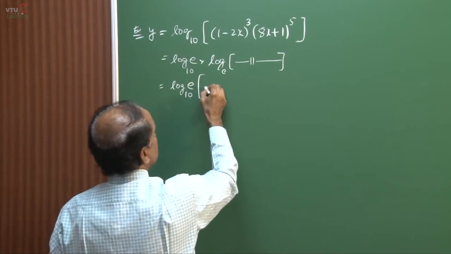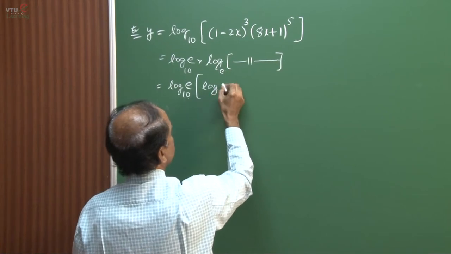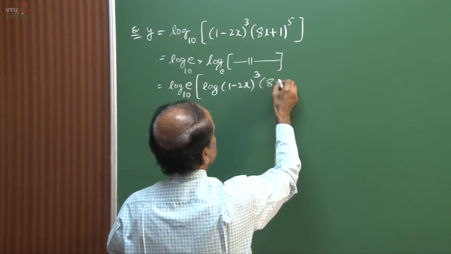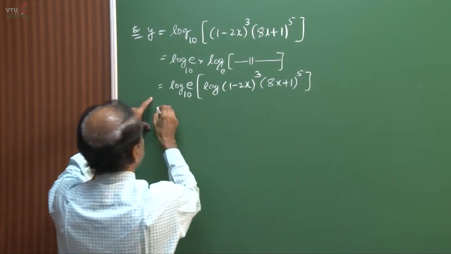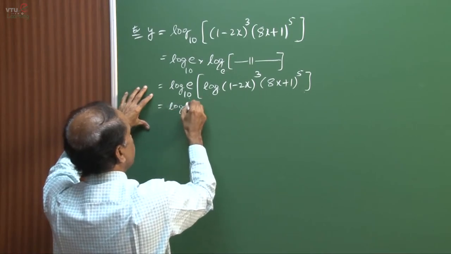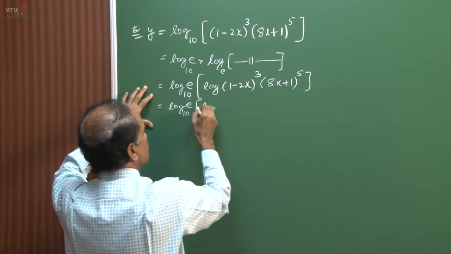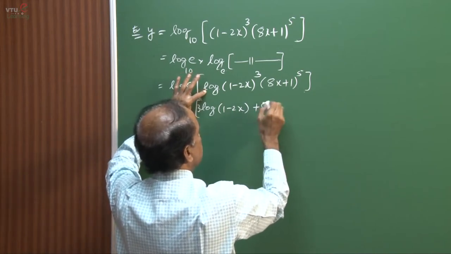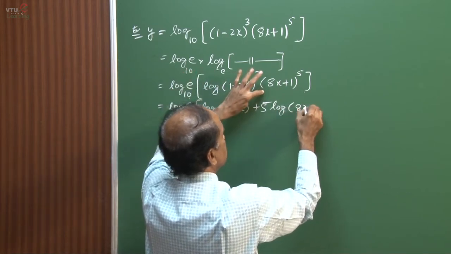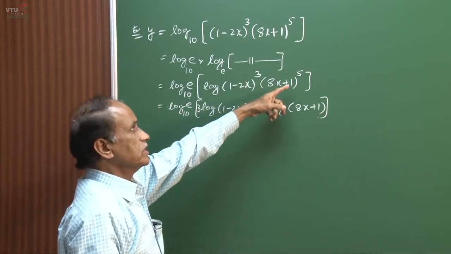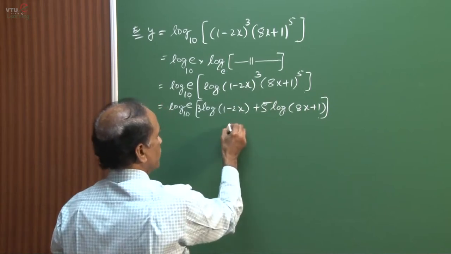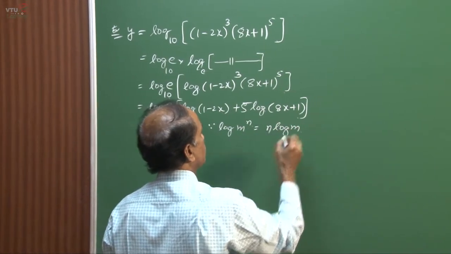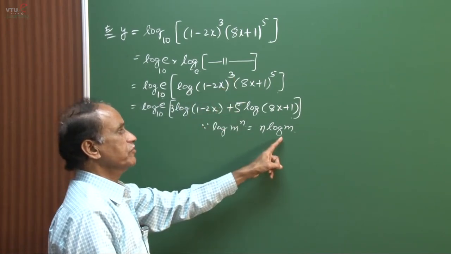Then inside the bracket, this is log of a product, that means log of (1 minus 2x) whole cube into (8x plus 1) whole to the power of 5. Apply that formula, log of m into n: log e to the base 10 multiplied by 3 times log of (1 minus 2x), plus 5 times log of (8x plus 1). I hope you understood the formula of logarithm we have used, because log of m whole to the power n is equal to n times log of m.